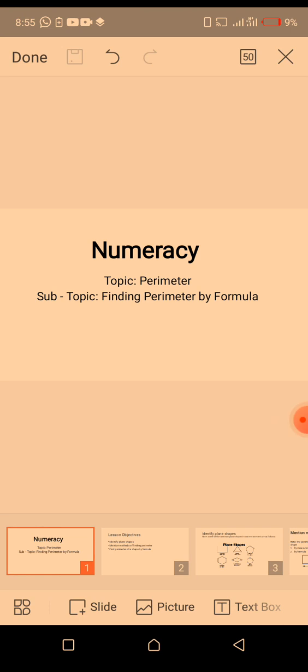I'll be taking you in numeracy, topic: perimeter, subtopic: finding perimeter by formula.